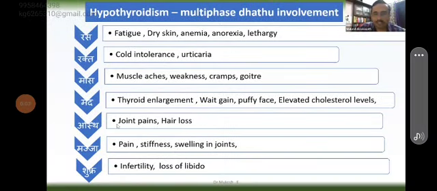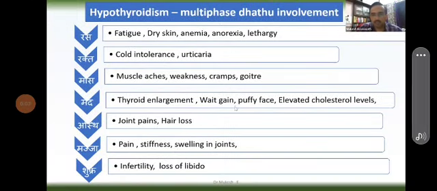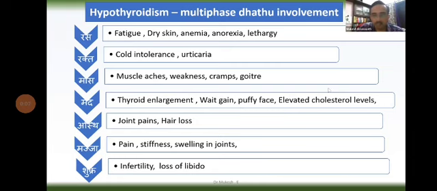So when the Mamsa is involved, then there is thyroid enlargement, weight gain, puffy face, etc. Even elevated cholesterol can happen. So the prescription will vary. For example, if Rasa is involved, you just give Pandu chikitsa, and the patient will respond. Once Rakta is there, you may give Rakta medicines. Once Meda is there, then there is a role for Varanadi, Kanchanara, Guggulu, etc.